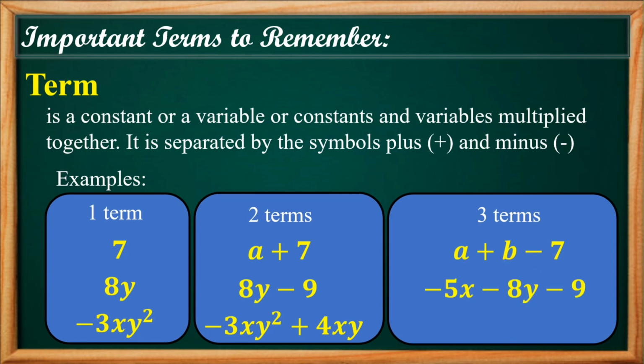Then, another example, negative 5 minus 8y minus 9. They are separated by the symbol, okay, minus sign. Okay, 1, 2, 3. Next, we have here negative 3xy squared plus 4xy minus 2. And that is also three terms separated by plus and minus. Okay, sana naintindihan ano yung term. Okay, meron na tayong tatlo. The constant, the variable, and a term.